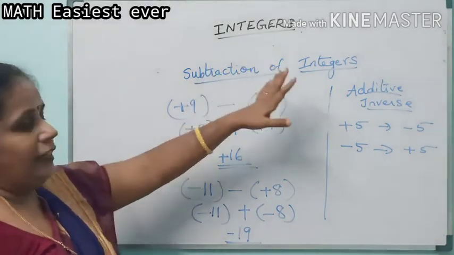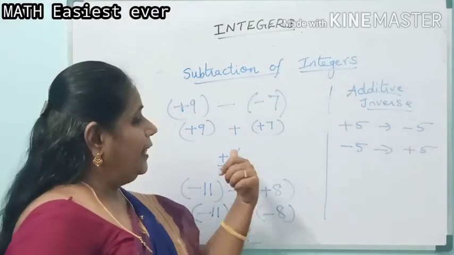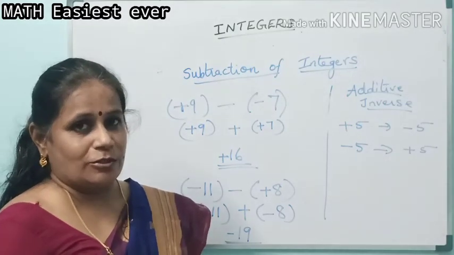So subtraction of integers means you have to take the additive inverse of the second integer and then it will be done the same as addition of integers. Hope this portion is also clear for you.